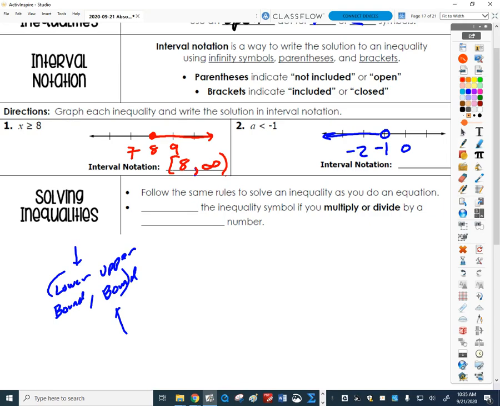Why couldn't I put a bracket on the infinity? A bracket means I would be including infinity. Is it because it's not really a number? Yeah, you can't include infinity because infinity is not a number, right? If I put a bracket on that, it would mean that there is some endpoint to the right, and there is not, right? It just goes on forever and ever.